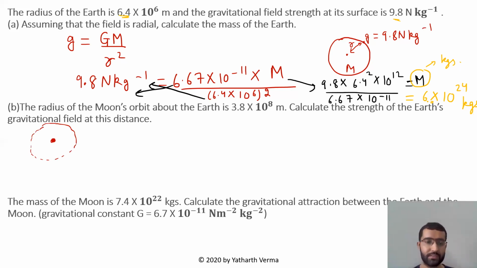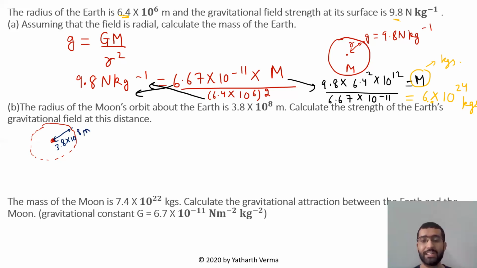Radius of the orbit is given, right? Which also means the distance between the center of the Earth and the Moon. Now what are the radiuses? That means the radius of the orbit is 3.8 into 10 raised to 8 meters.